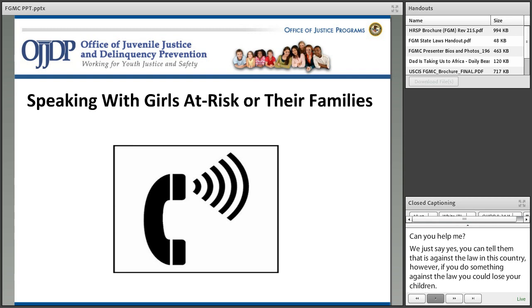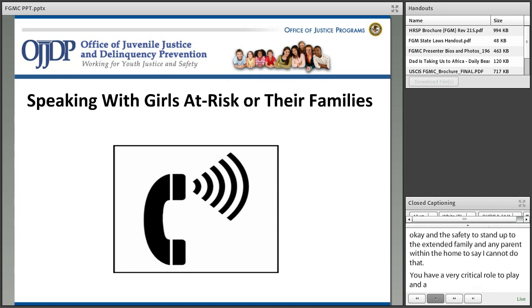So again, as a social service provider or child protective agency, you are the very first person who's going to be able to give this family or this individual who's coming to you, whether it's an adolescent girl, a mother, or a child, the okay and the safety to stand up to the extended family and to any parent within the home to say, I can't do that. So you have a very critical role to play and a very important responsibility. The way you hold that responsibility is also important in the safety and protection of the children within that household.